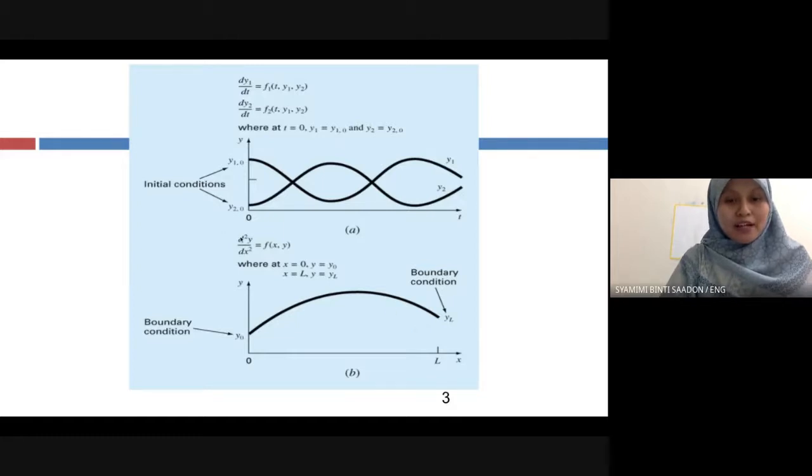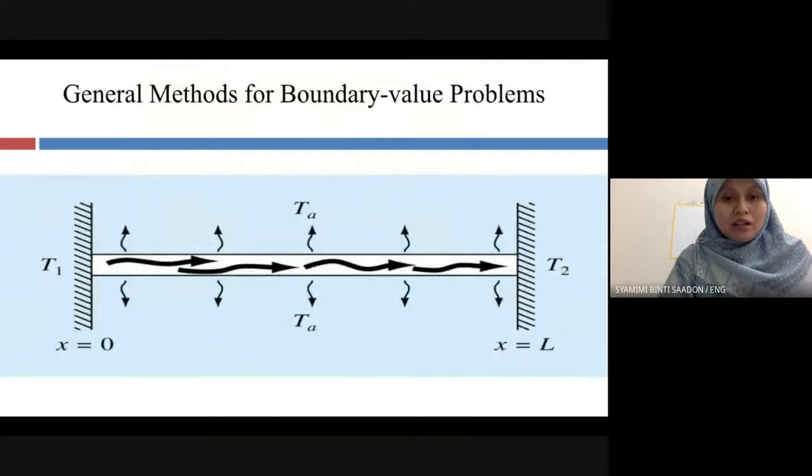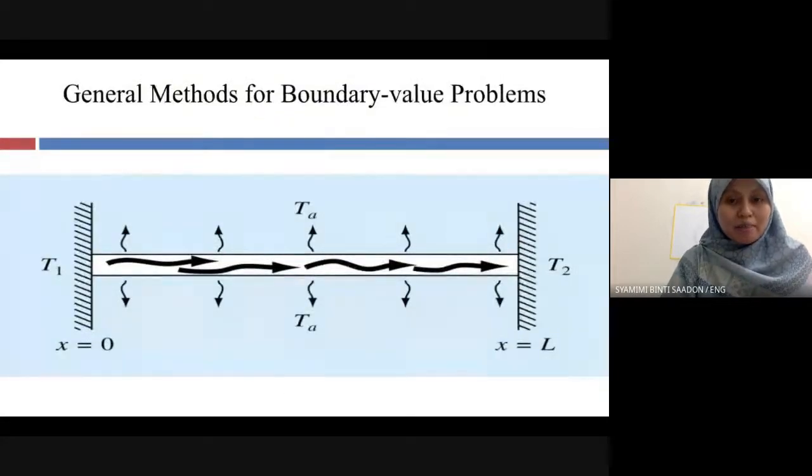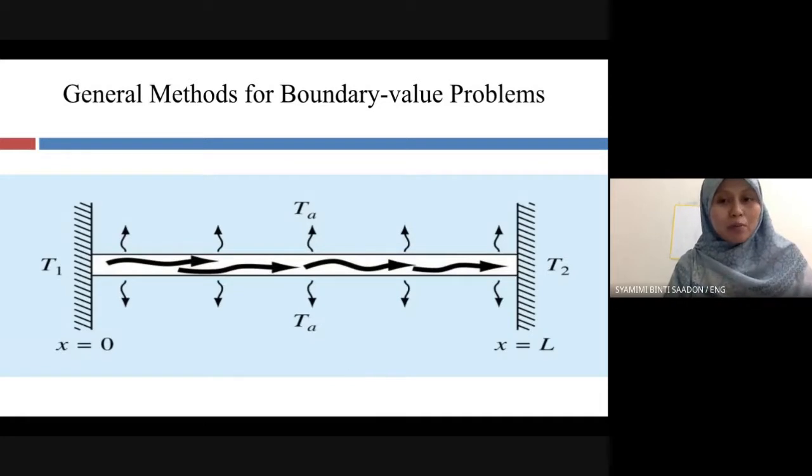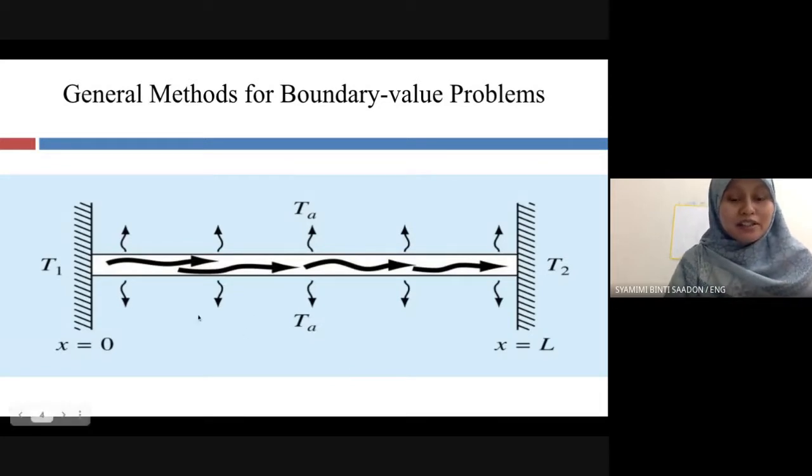So we need a second order equation, a second order function. A general example of physics problems that we need boundary value problems or second order equations to solve is heat transfer.